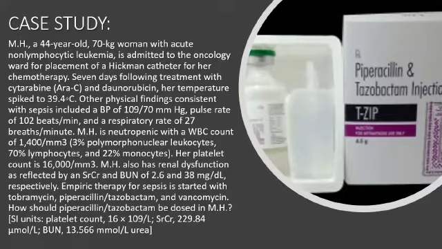Empiric therapy for sepsis is started with tobramycin, piperacillin and tazobactam, and vancomycin. How should piperacillin and tazobactam be dosed in MH? So, discussing it in a brief and detailed way. First, we will prepare SOAP notes.